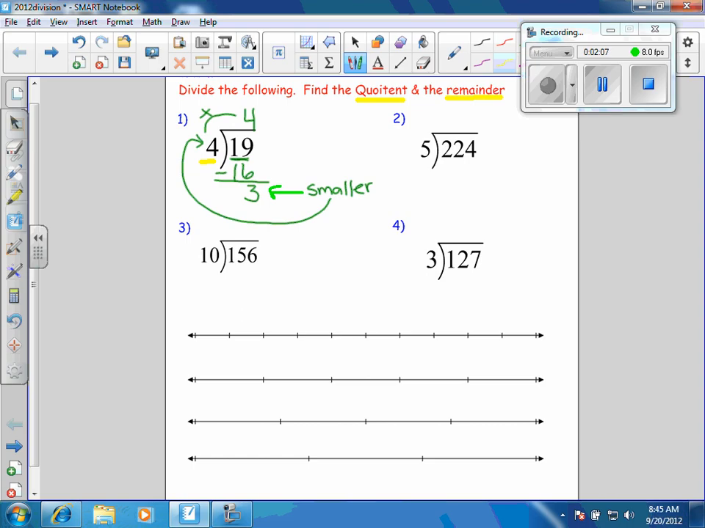So the quotient is 4, and the remainder is 3. Usually you would write your answer as 4 with an R and then a 3. 4 remainder 3. So that's kind of elementary school review. We're going to change this to decimals today. So let's practice another problem.